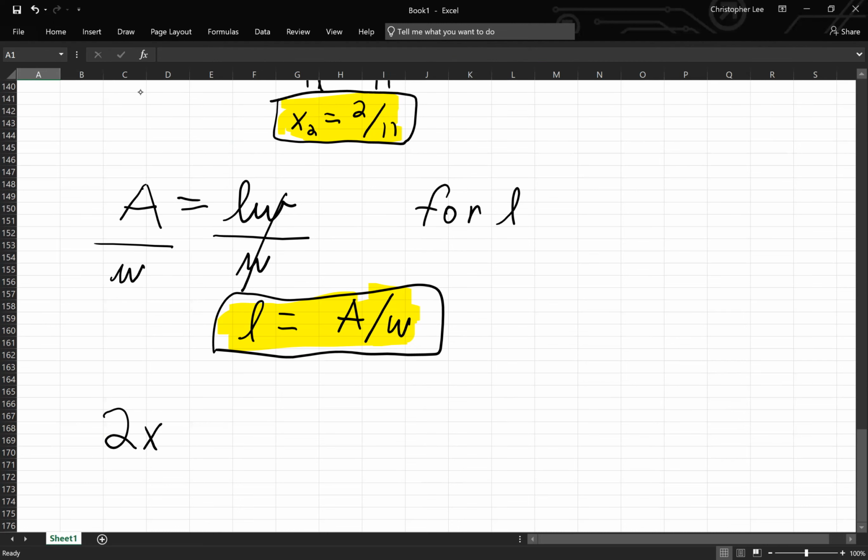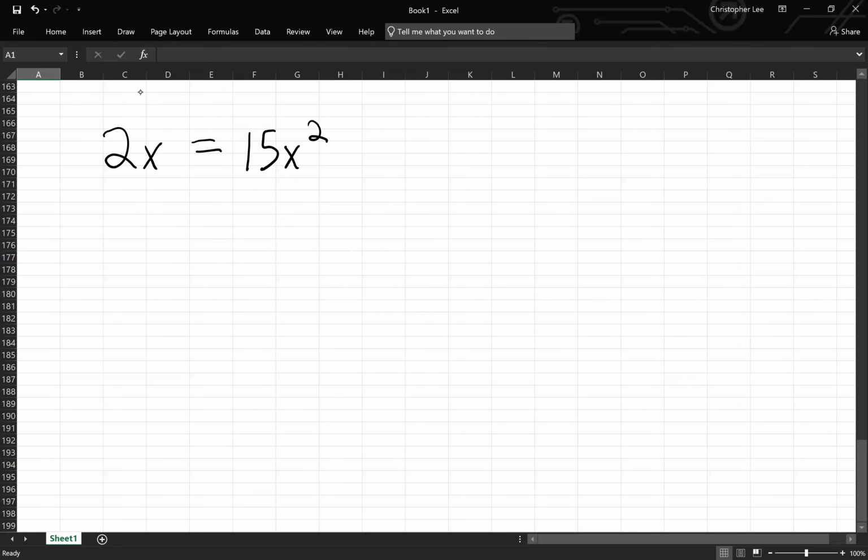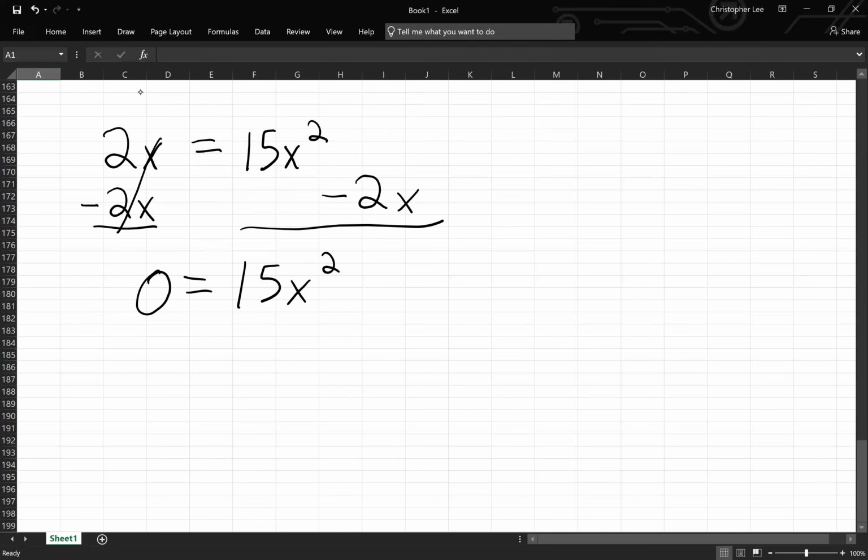Okay, 2x equals 15x squared. All right. So it's just like the question above, right? Try it, that's fine. So look, what am I gonna do? I'm gonna subtract 2x from over here. What I do to one side, I gotta do to the other, right? So now what do I have? I have 0 is equal to 15x squared minus 2x, right?